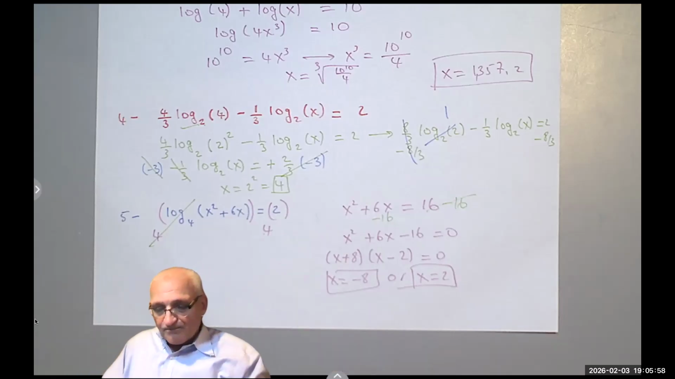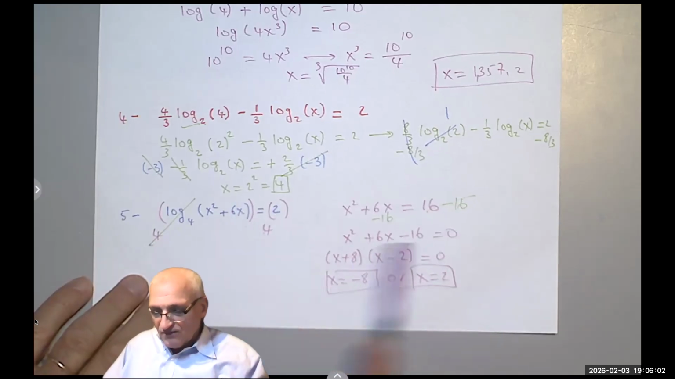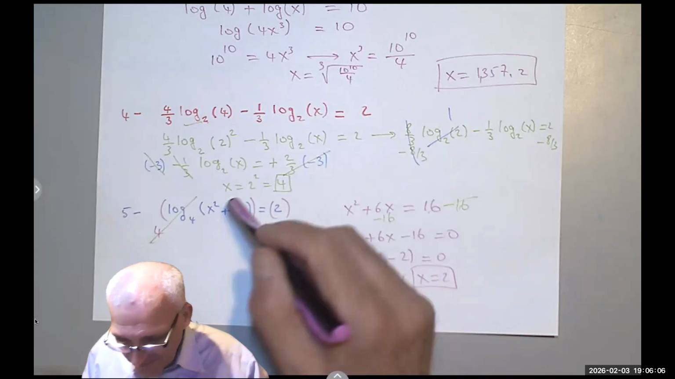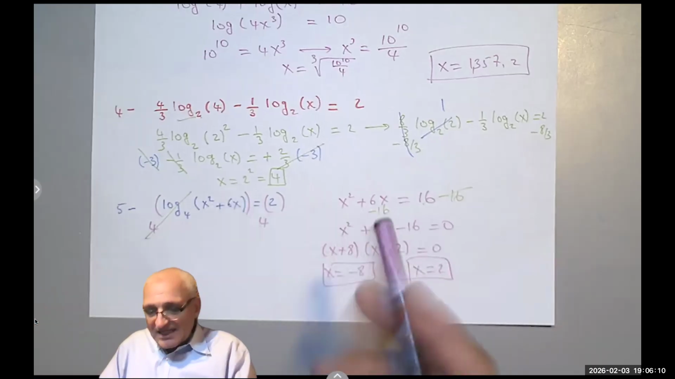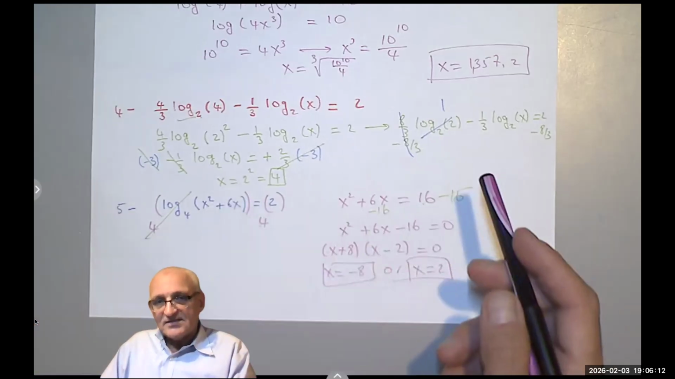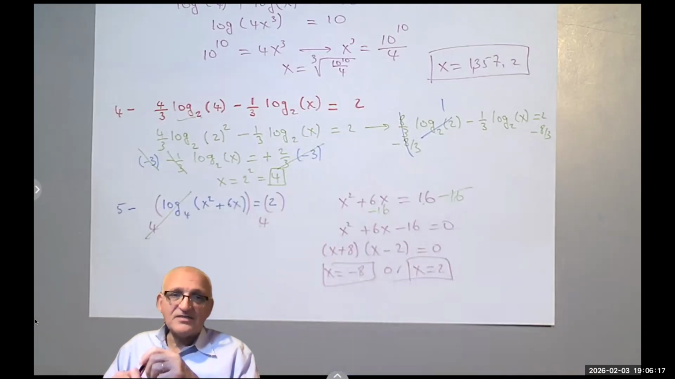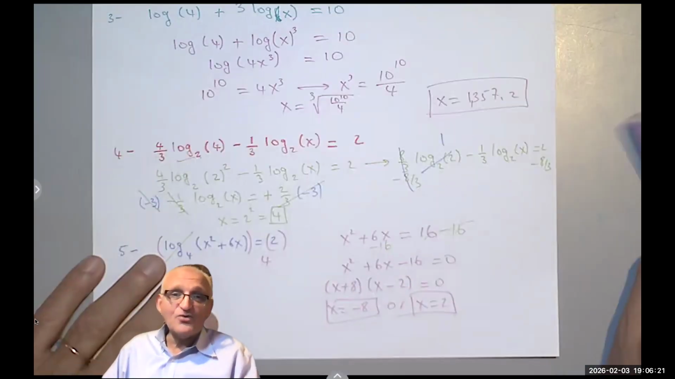Here, I took the exponent and solved. So maybe by doing that, notice that if this is a negative number, I can take the exponent of that, but I cannot take the log of that. So be careful. You have to check your answers. In this case, both of them worked, but not always.